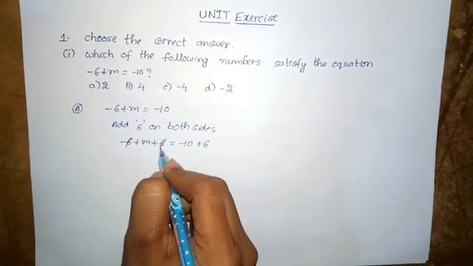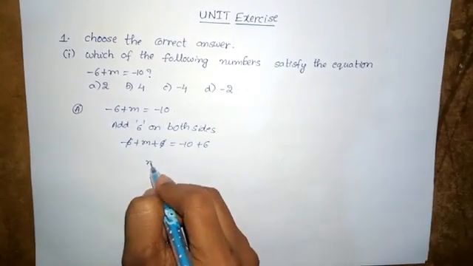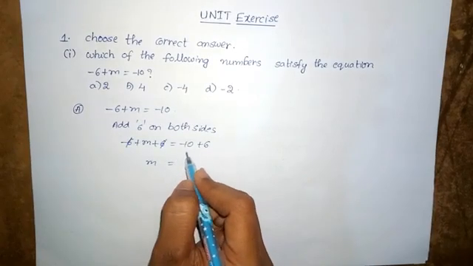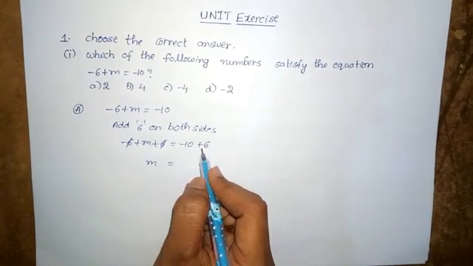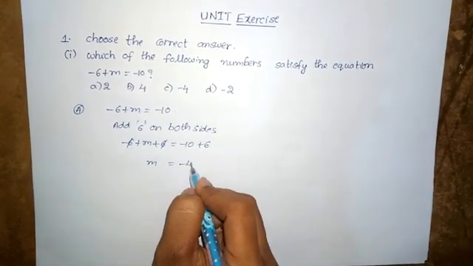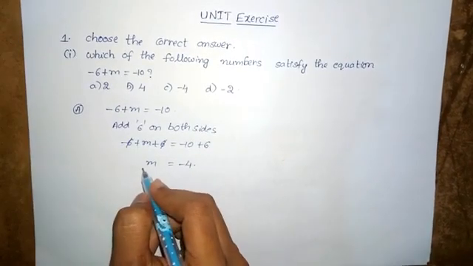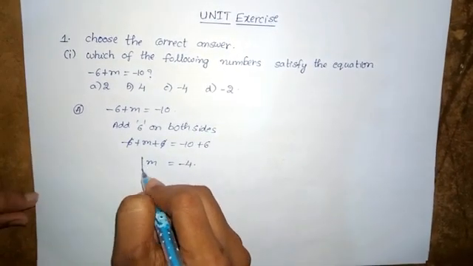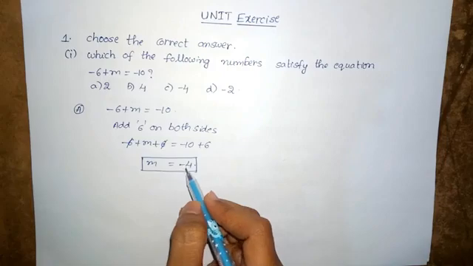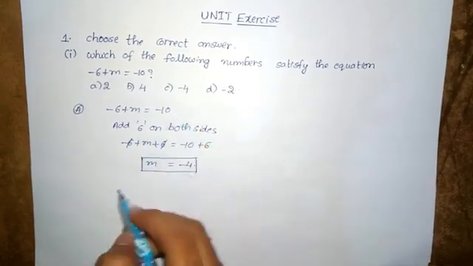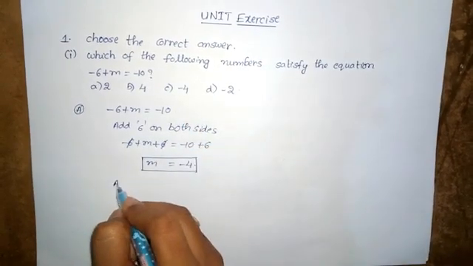-6 + 6 is equal to 0. So m is equal to -10 + 6, it becomes -4. So finally we got m = -4. So m = -4 is option C. So the answer is option C.